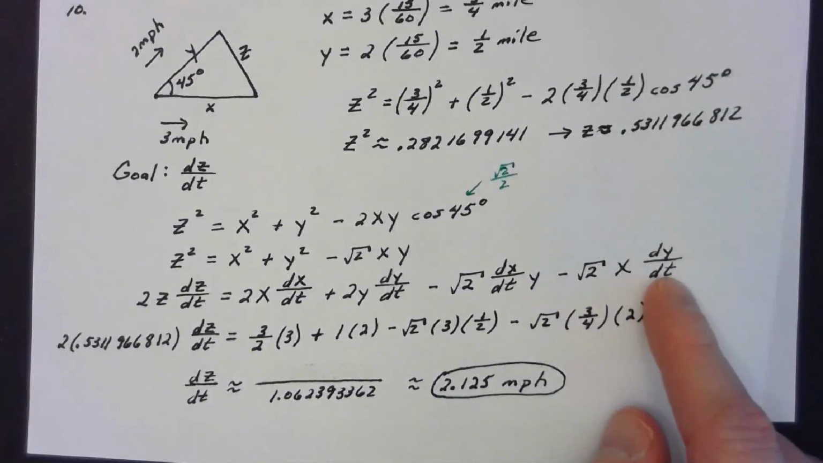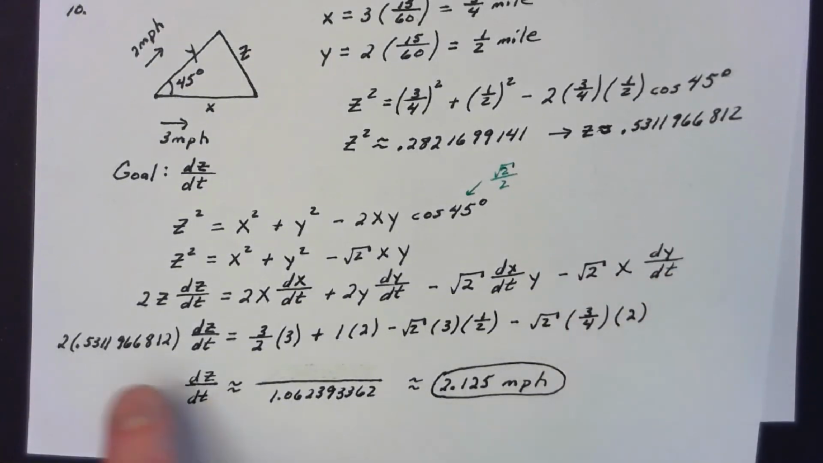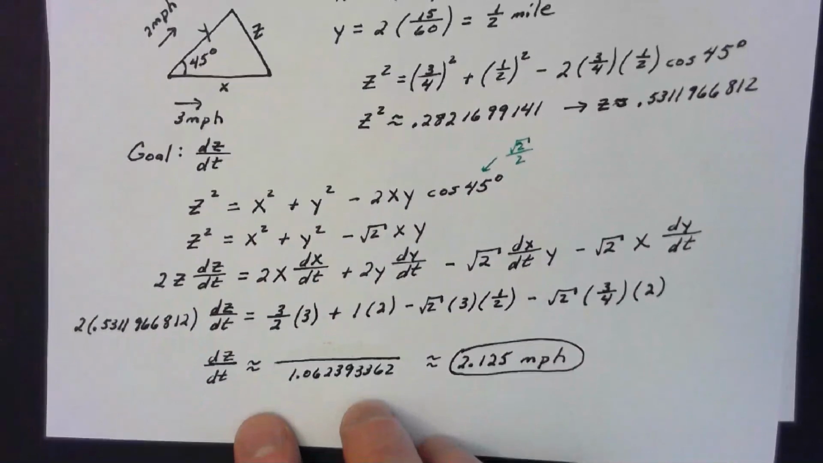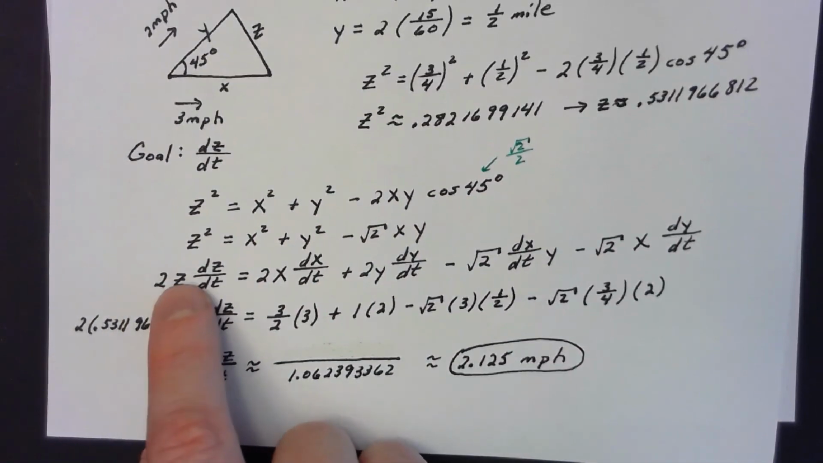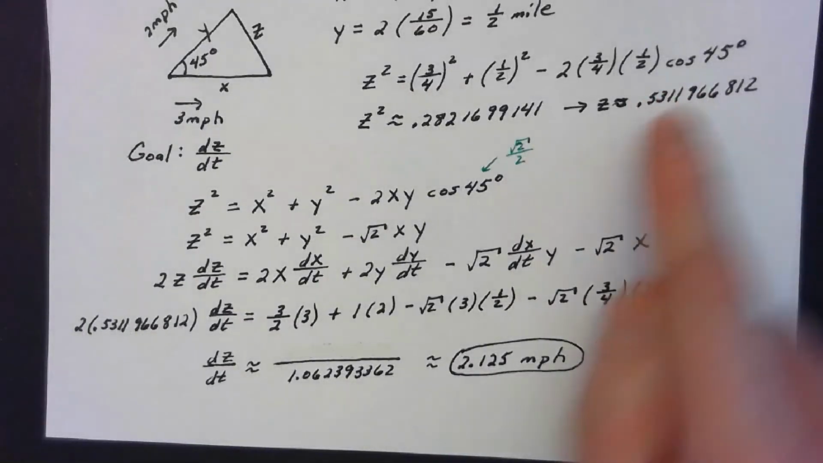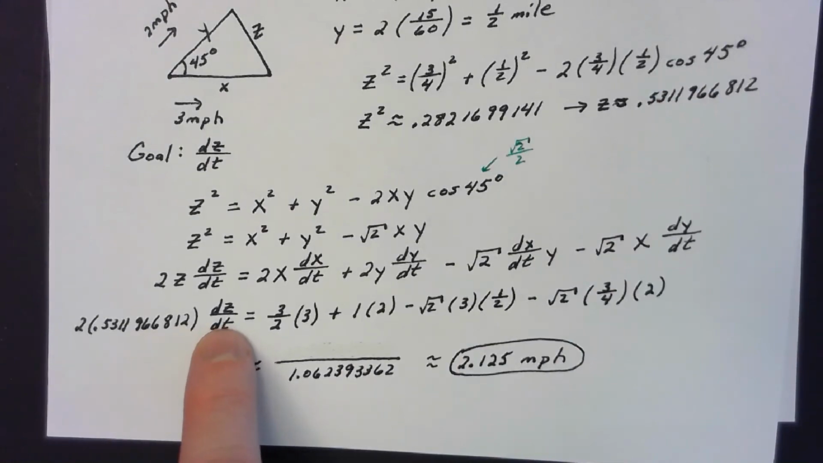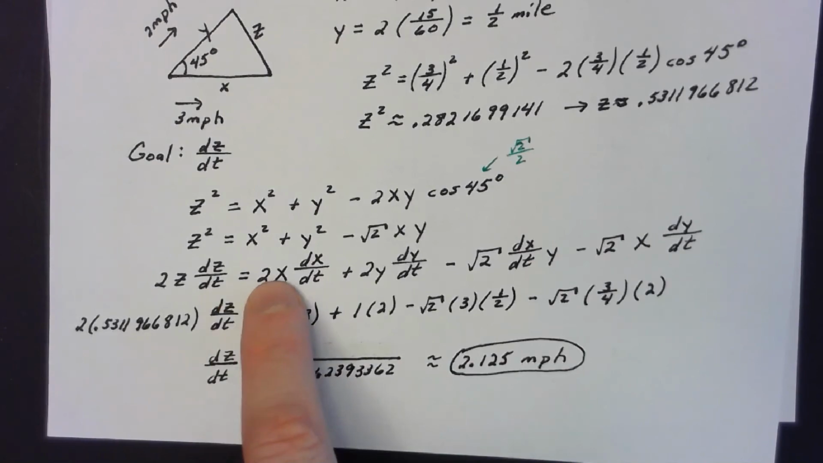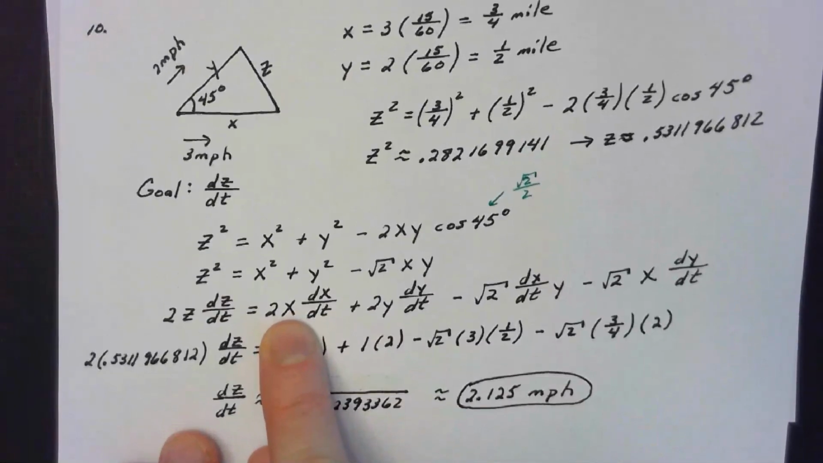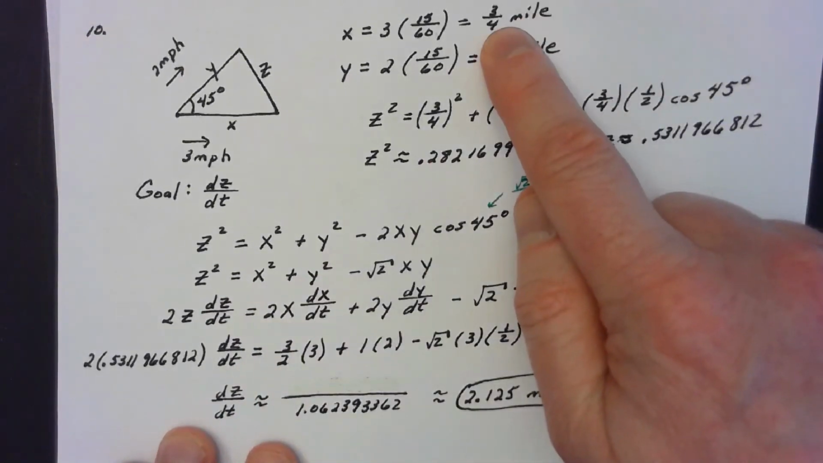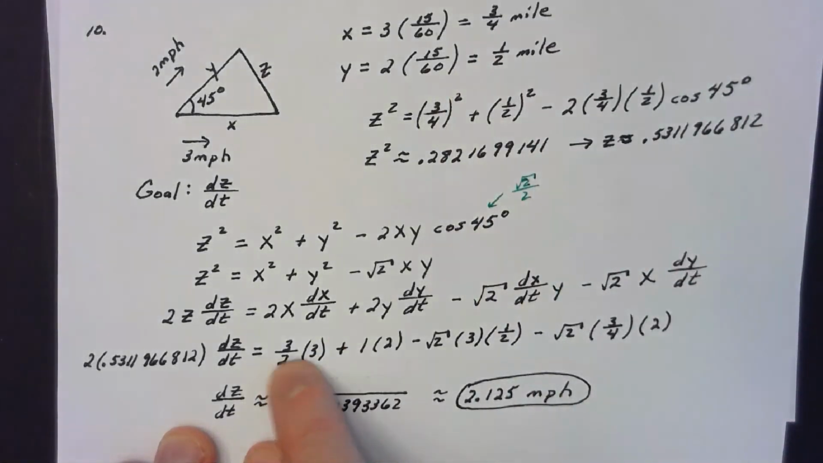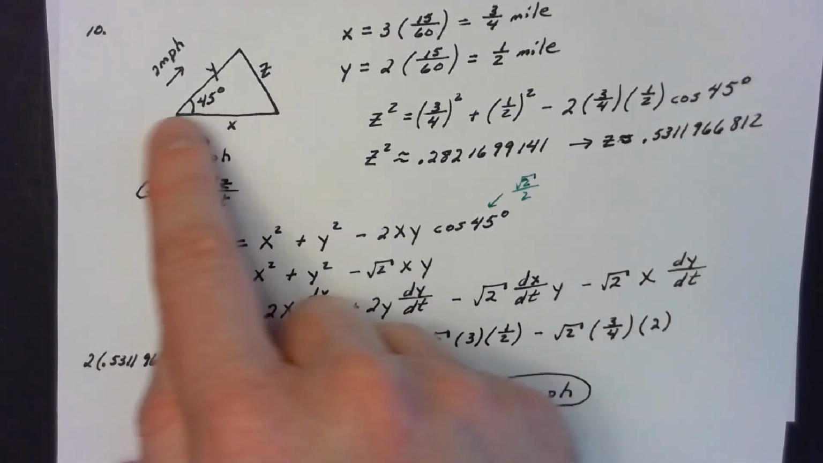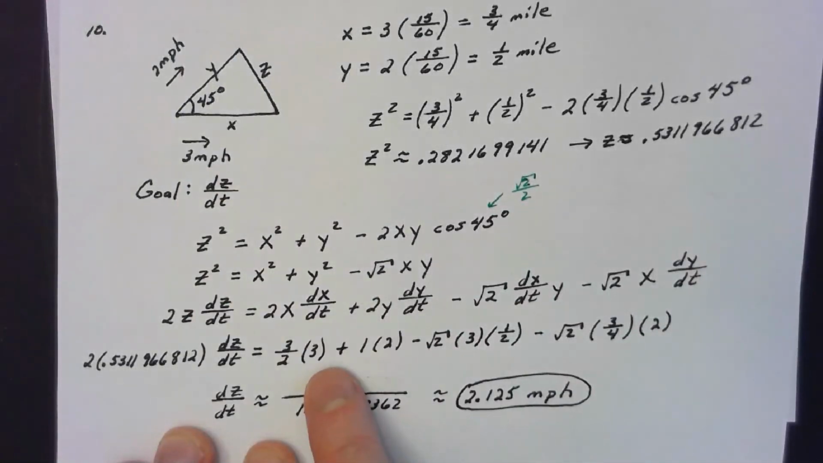So now, once you've taken the derivative, you just plug in what you know. And we know everything now. I plugged in the z along with the 2; dz/dt is what I'm looking for, equals on the right-hand side, I had 2x. Well, I know that x was 3/4 of a mile, so 2 times that is just going to be 3 over 2 times dx/dt. dx/dt was how fast x was changing. That was my 3 miles per hour.